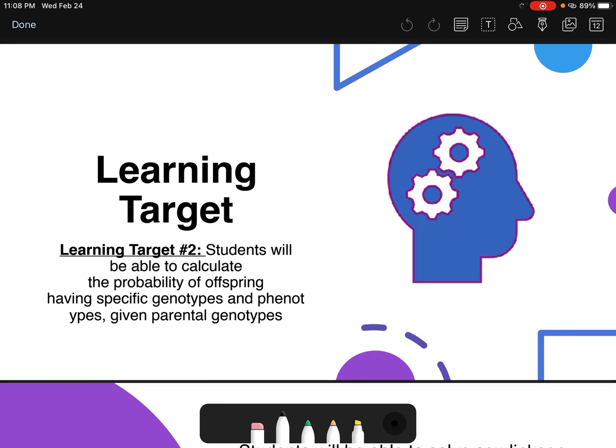We're going to be talking about sex-linked traits today. We want you to be able to calculate the probability of offspring having specific genotypes and phenotypes given parental genotypes. That learning target hasn't changed since we started doing the mono and dihybrid Punnett squares.